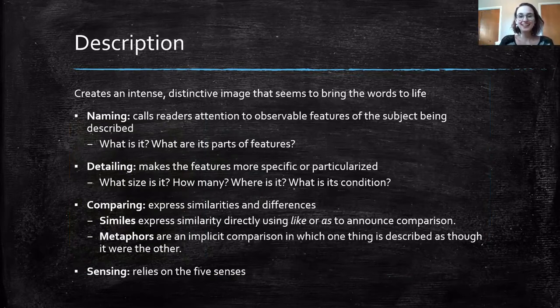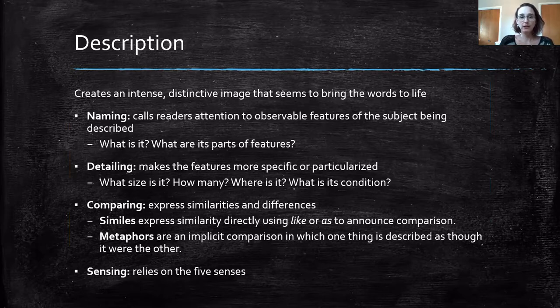All right, and then the next might be where is it? So if you have a room and you say it's in the northeast corner, the reader can move their items in their head. And lastly, the condition. So is it old? Is it new? Is it broken down? So these are all the details that you can add. It's basically these adjectives that you can add to your writing so that your reader can better paint a picture in their mind of what the area looks like, what the thing looks like, etc.